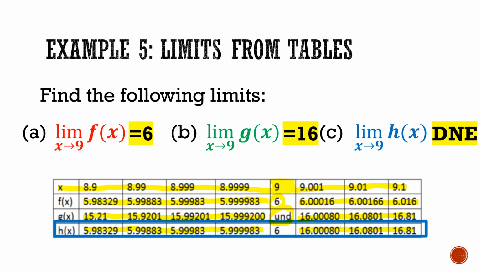Now, just a notation reminder, or a notation thing that I need to point out. Notice here on part A, I said the limit as x approaches 9 of f of x equals 6. There was an equal sign on part A. On part B, I said it equals 16. But on part C, I did not put an equal sign. I don't use an equal sign when I'm saying it does not exist, because you can't equal something that doesn't exist. If you were to put an equal sign on the AP exam, they would dock you a point for that, because it doesn't make sense. It's contradictory. You can't equal something that's not even there to begin with.